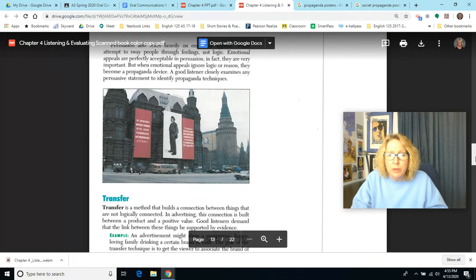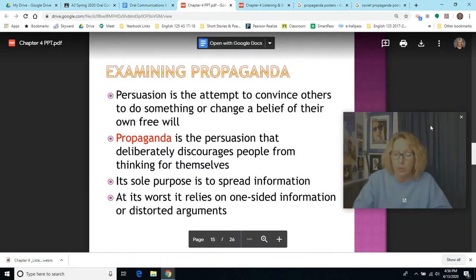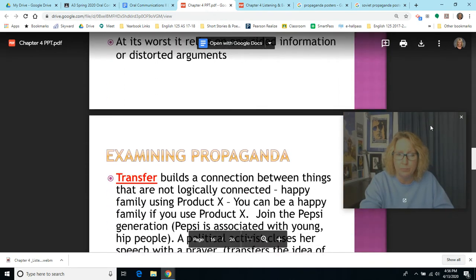This first bit of propaganda is called transfer. Now, transfer is when you connect things that aren't connected at all. Like in advertising, this connection is built on a product and then you having some good outcome or a positive value. But good listeners demand that there's a link and that these are supported by evidence. Now, I'm going to show you here one bit of transfer. Let me go to that slide.